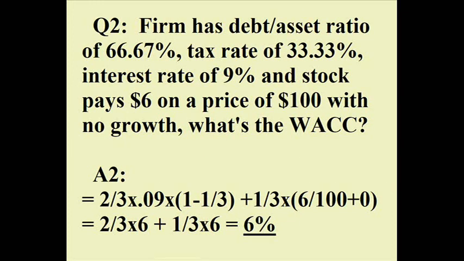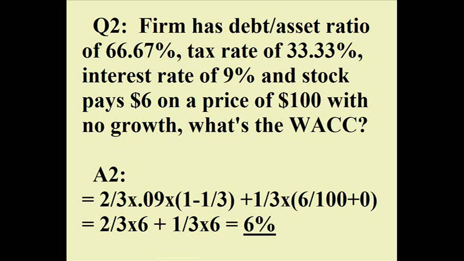Here's a variation on a theme. We have a firm with a debt-asset ratio of some 66%. Let's make it a 2/3. Tax rate of 33%. We'll make that 1/3. Interest rate is 8% on the debt. Guess what? That's going to make that 6% after tax. And the stock pays $6 on a price of 100. That's 6%. And no growth, still 6%. What's the weighted average cost of capital?